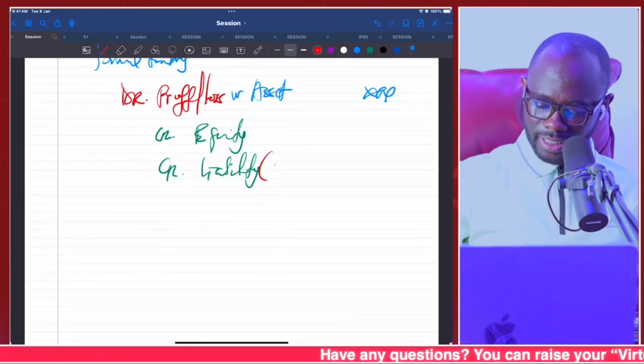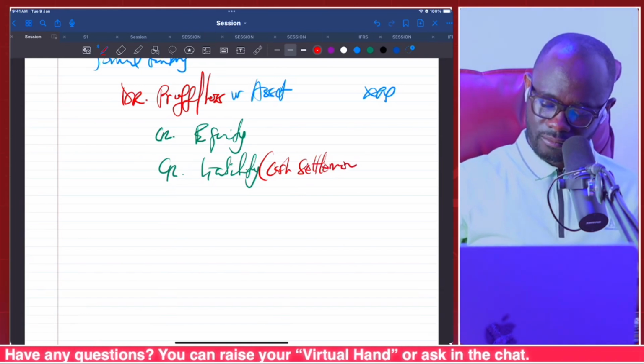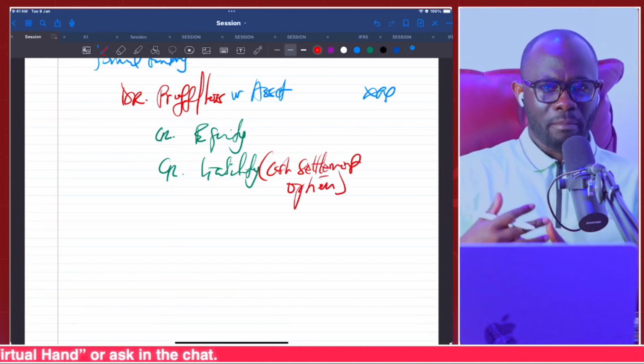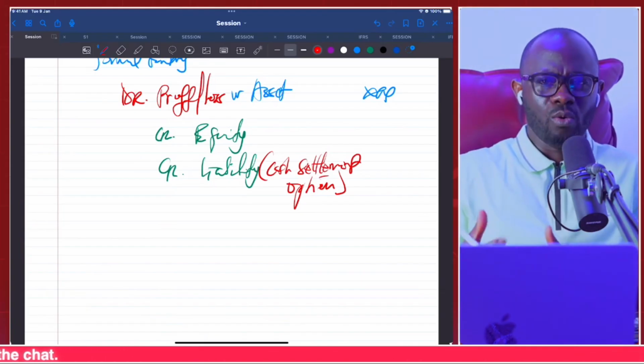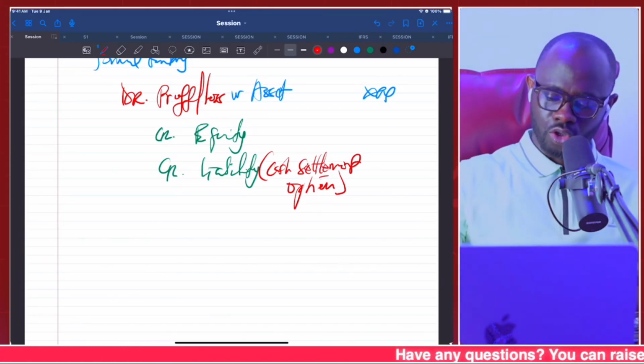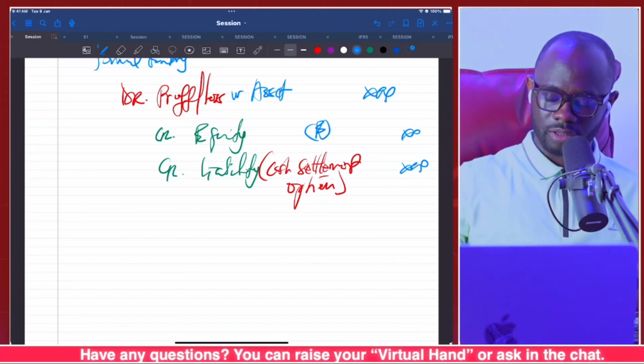So this is the cash settlement option. So if we were paying the person, how much money will we give to the person? That is the liability component. So the balancing figure becomes the equity component.